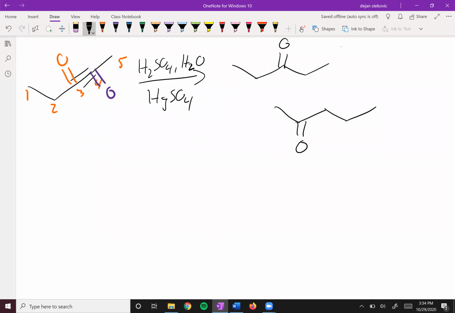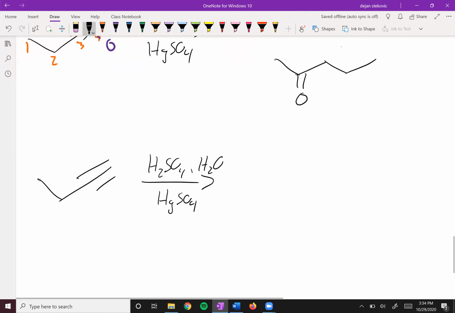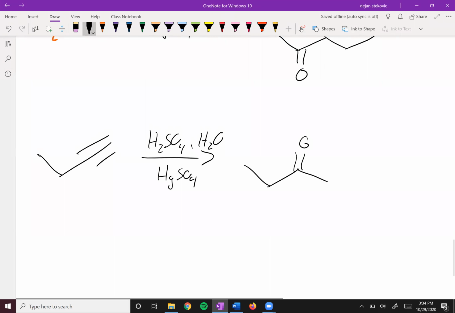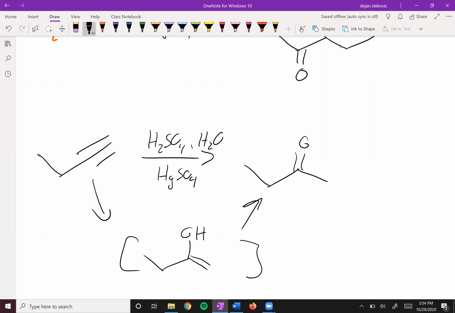And again, even though you have a terminal alkyne, something like this, you will still end up with a ketone, not an aldehyde, right? And that's because it goes through this enol intermediate, right? Where you can see this OH is now on this inner carbon. And so you always end up with a ketone and not an aldehyde.